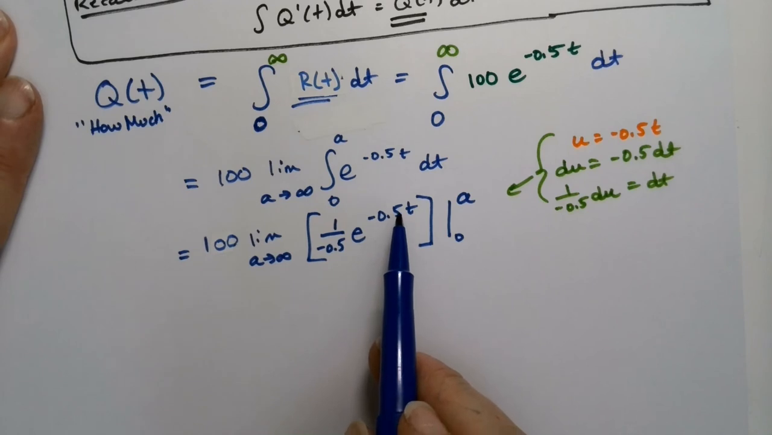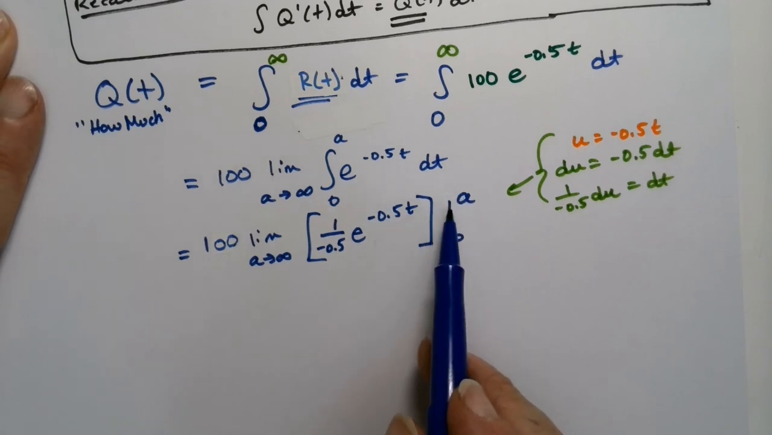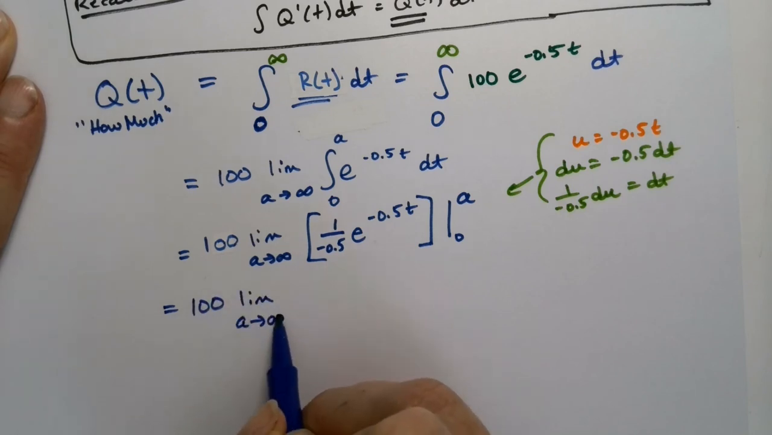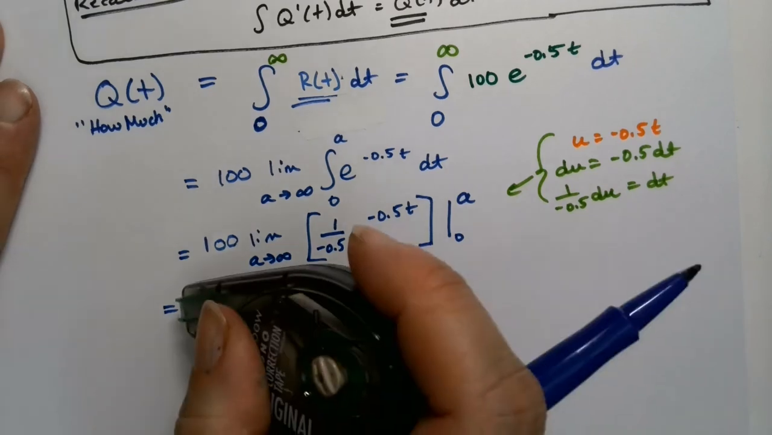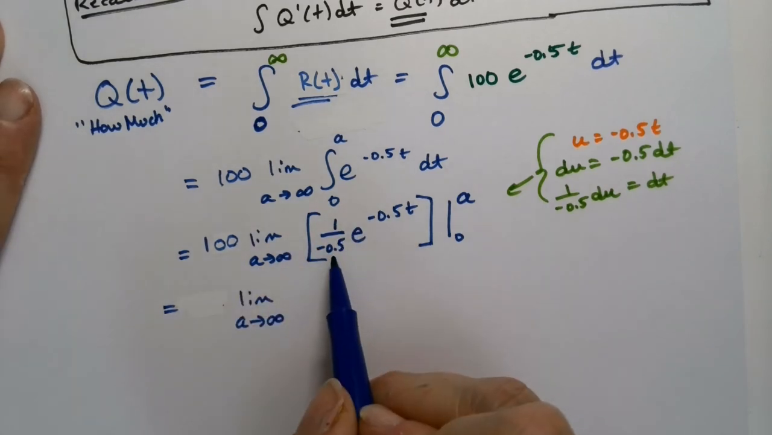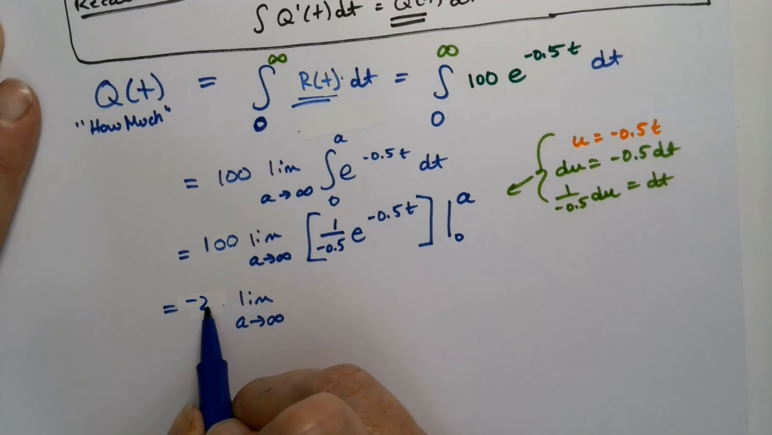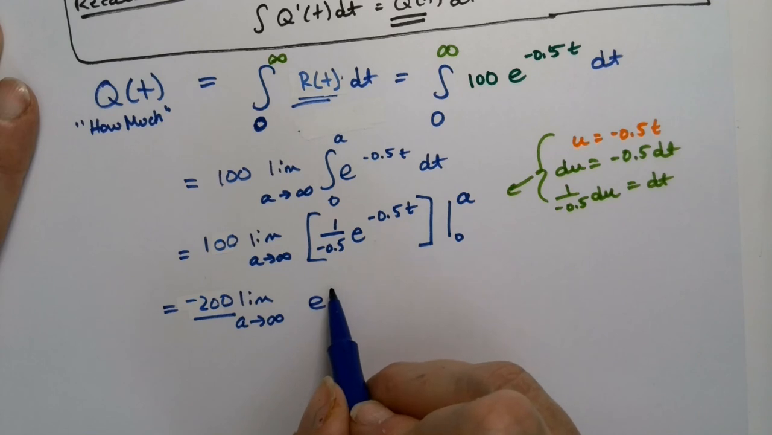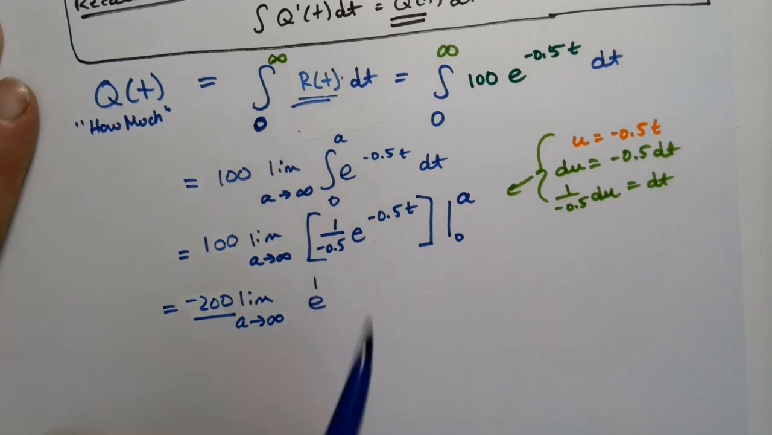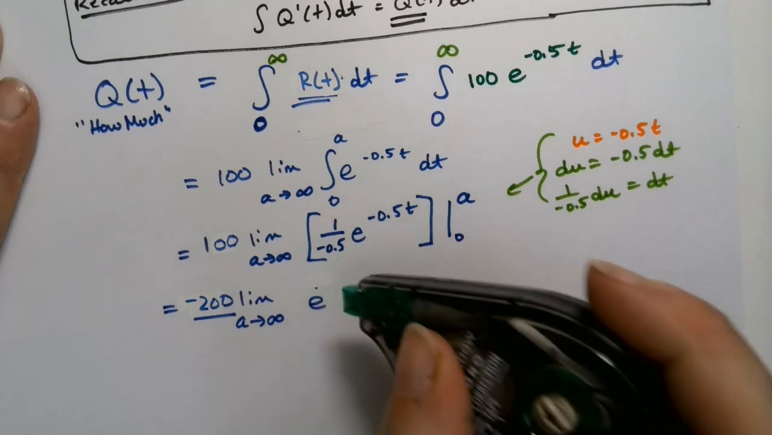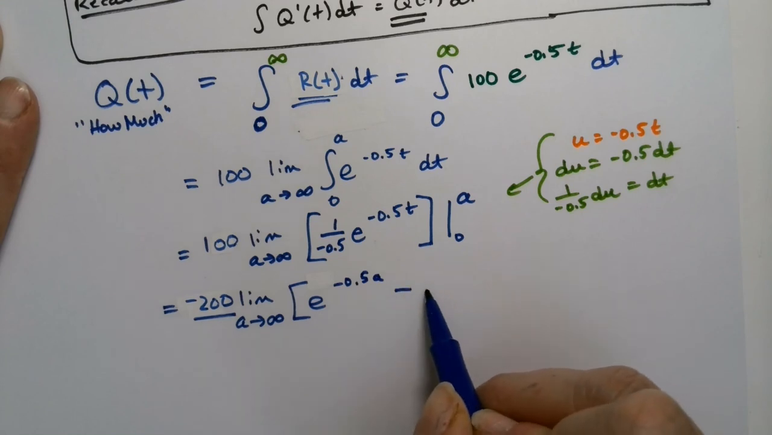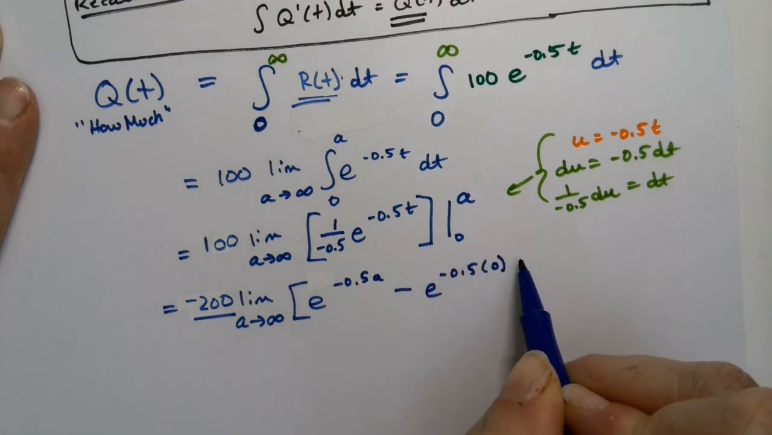a negative power really means it's 1 over. So I'm going to substitute and rewrite this a little bit. So this is 100 times the limit as a goes to infinity. Actually, it's not 100. Watch me. 1 over negative 0.5 is 1 over negative a half. 1 divided by negative a half would be negative 2. So it's negative 200, limit as a goes to infinity. And then I'm going to do e to the... I'm just worried about losing everybody. Let me do this. e to the negative 0.5a minus e to the negative 0.5 times 0. Like that.